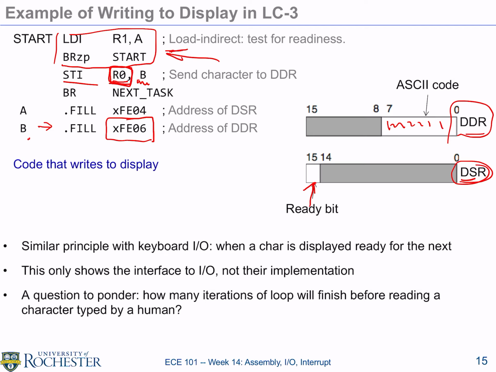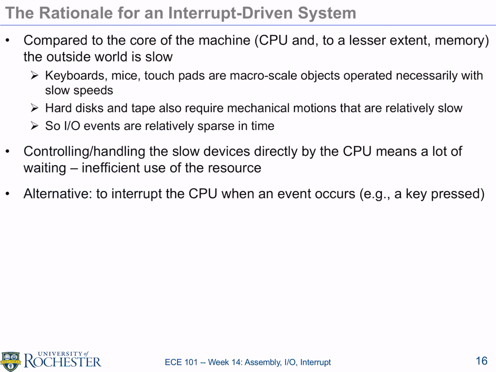If I'm doing this loop, I'm not doing anything else. What about other I/O devices? Okay, so that's the problem. Compared to the core of the machine, CPU, and even memory, okay, even though memory tends to be a bit slower, the outside world is generally slow. That's not always true now. We have very fast devices now. Network, Ethernet card is one example.